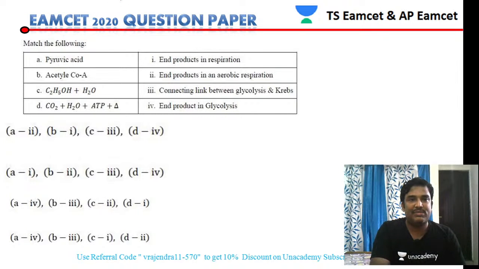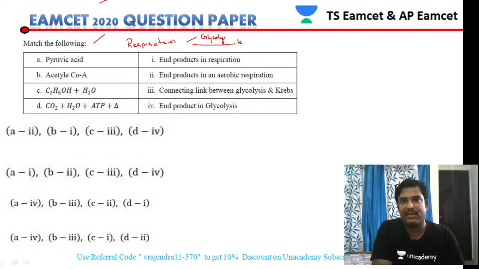Let us see the next one, match the following. This is about respiration in plants. In respiration in plants we have three steps. The first one is glycolysis, then the Krebs cycle, then the electron transport chain or ETS, electron transport system. These are the three major steps in aerobic respiration.